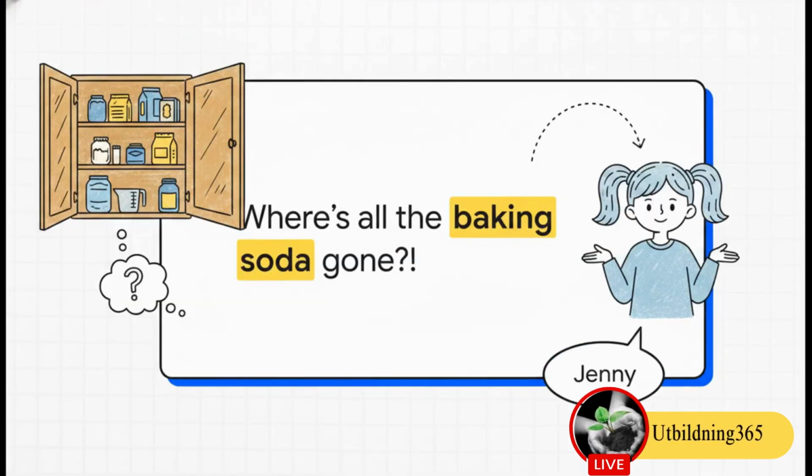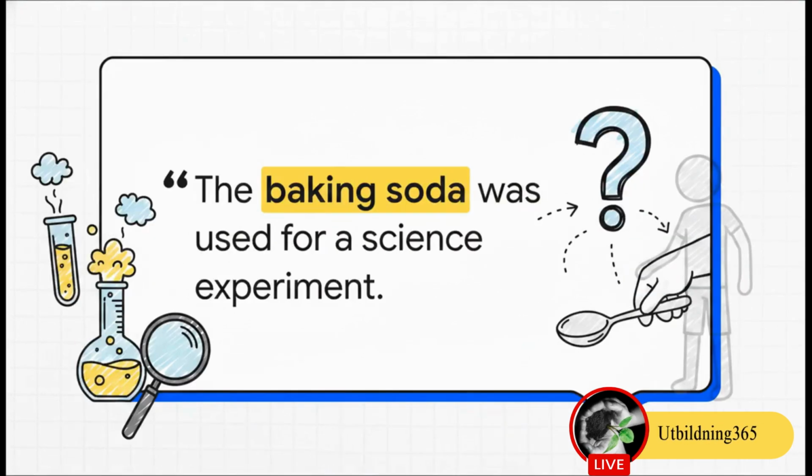So picture this. You're in the kitchen, you're about to bake something amazing, but the baking soda is gone. You ask your daughter, Jenny, a totally simple question. And this is the answer you get. The baking soda was used for a science experiment. Now, listen to that again. Something's missing, right? It's an answer, sure, but it's also a perfect little sidestep. We know what happened to the baking soda, but we have no idea who did it.